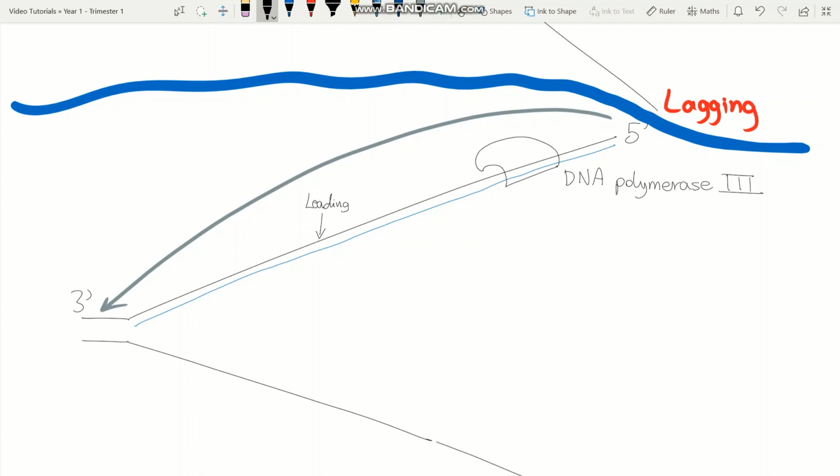However, there's another hurdle that is in our way here. DNA polymerase 3 can't actually start the process of DNA replication by itself, which is why we have a special enzyme called RNA primase.